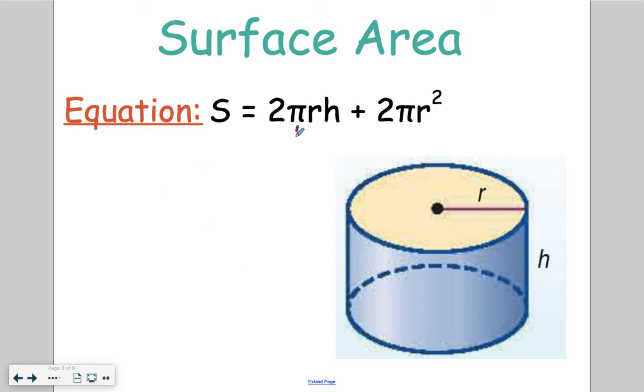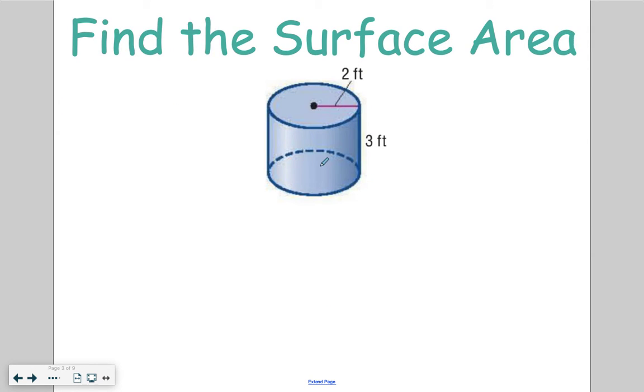And then remember, when we are talking about pi for the purposes of this class, we are always going to use 3.14. So both of those pi values are going to be equal to 3.14. So for this first example, we're going to find the surface area of this cylinder. We have our radius being 2 and our height being 3 feet, that distance between the circles.